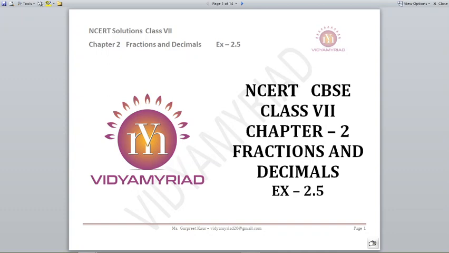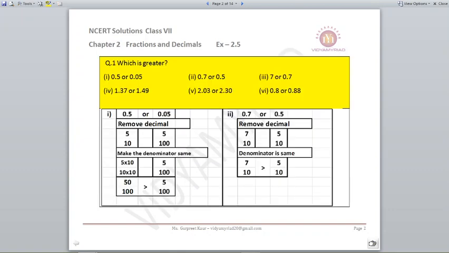This video is made for class 7th on chapter number 2, fractions and decimals, and let's begin with exercise 2.5 of NCERT. Question number 1, which is greater? Now there are decimals, so the trick is over here. Remove the decimal. How are we going to remove the decimal? Let's see. Number 1, 0.5 or 0.05.